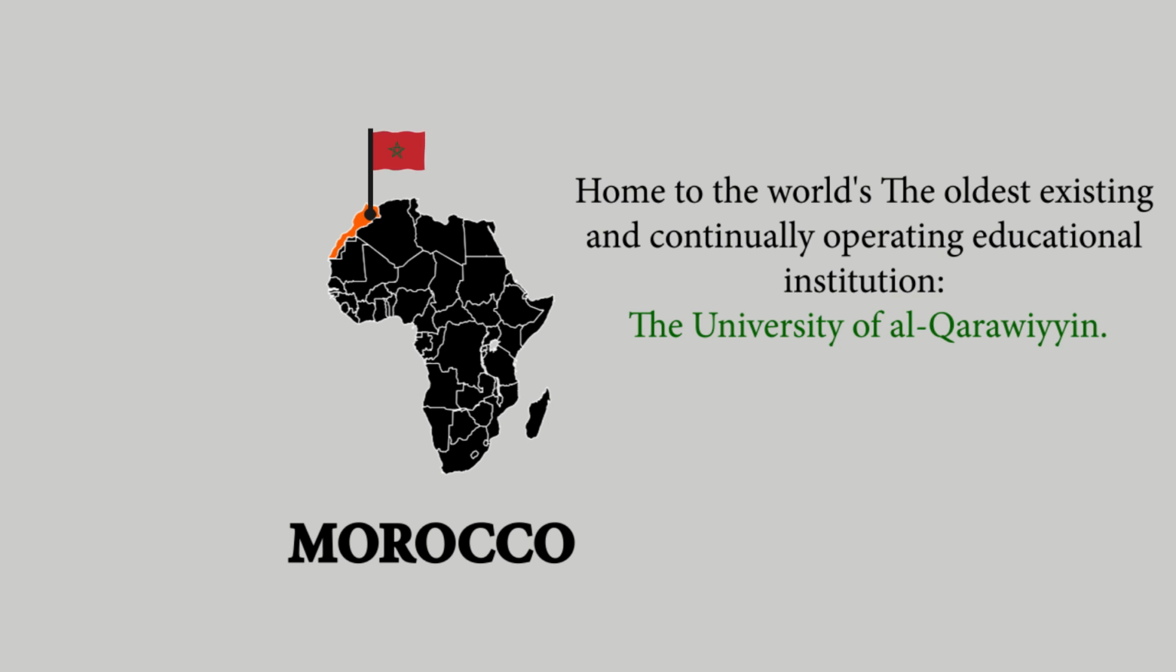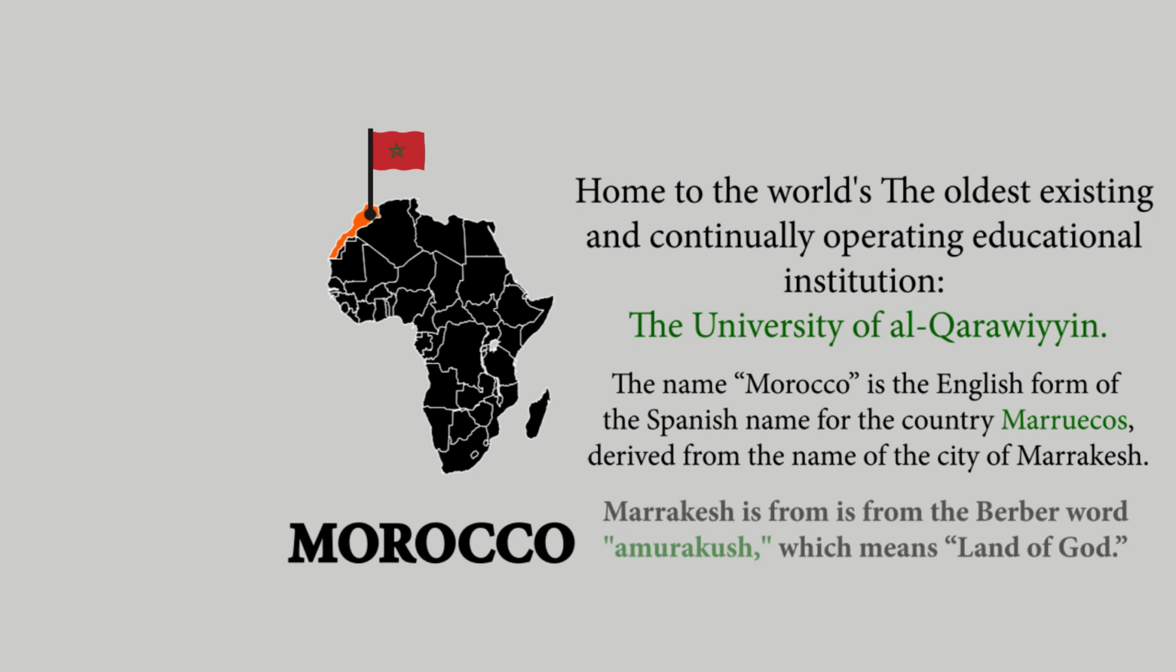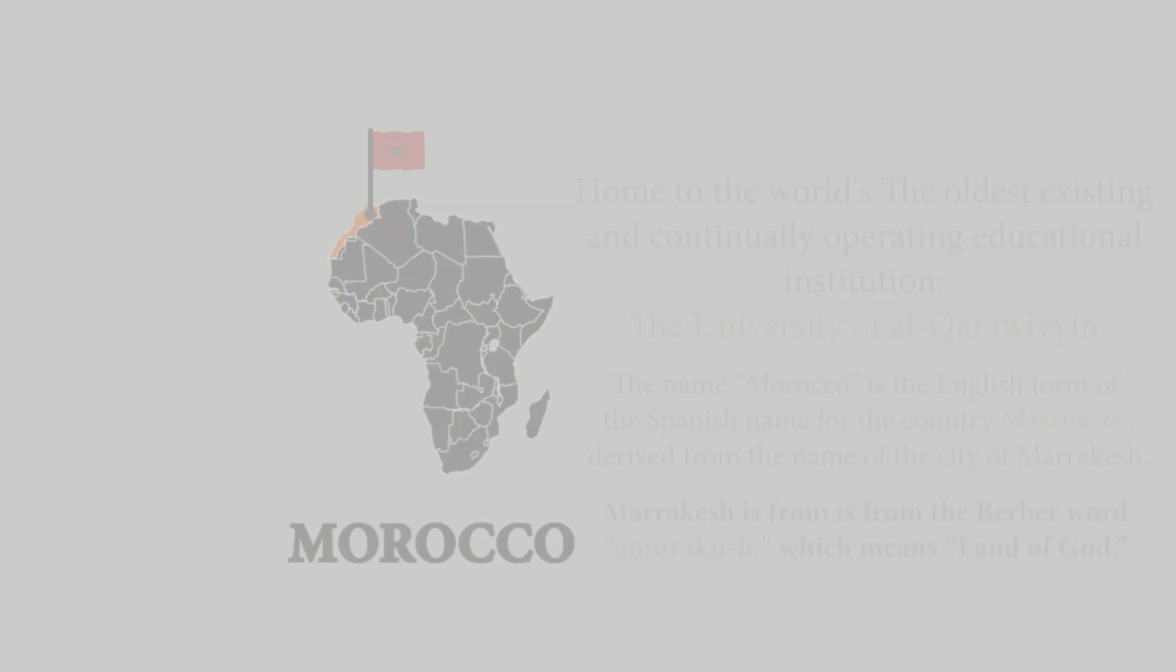The name Morocco is the English form of the Spanish name for the country, Marruecos, derived from the name of the city of Marrakesh. The name Marrakesh, in turn, is from the Berber word Amurakush, meaning the land of God.